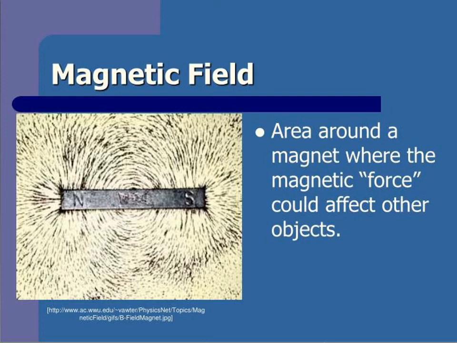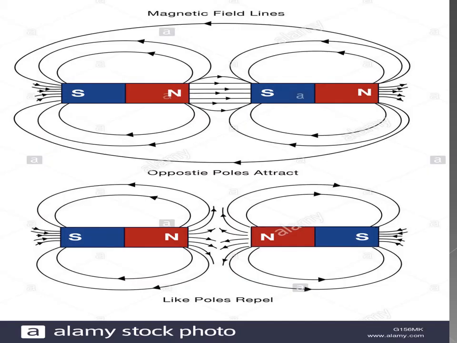So the area around a magnet where the magnetic force could affect other objects is the magnetic field. See here, this is the magnetic field line. These are the magnetic field lines. Magnetic field lines are continuous closed curves.